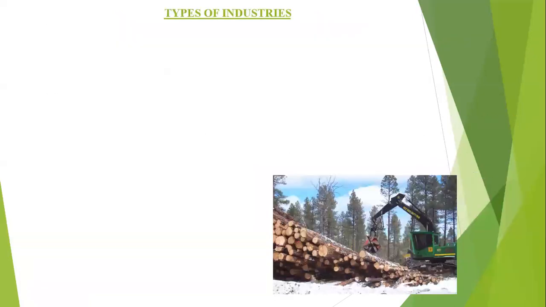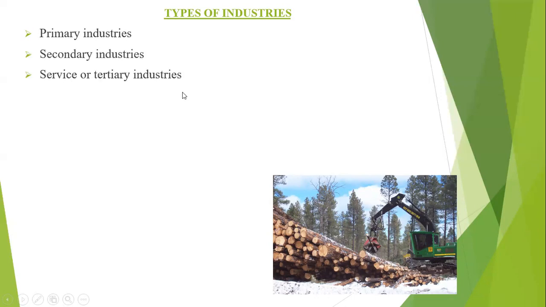Now, let me take you straight into other forms of industries. As you're able to see in this picture, what type of industry do you think this would be? So I'll leave you to answer that question. What type of industry do you think this could be? Now, we have different types of industries. We have what we call primary industries, secondary industries, and service or tertiary industries. So these are the three main categories of industries: primary industries, secondary industries, service or tertiary industries.